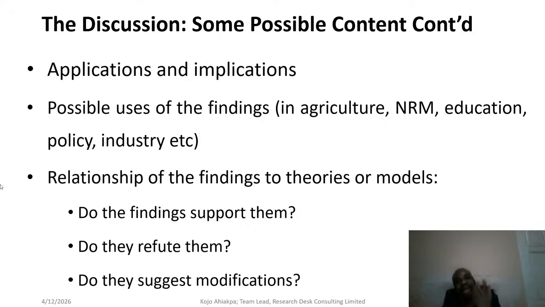Also highlight the applicability and the implications of this research. Potential uses could be for those of us in agriculture, natural resource management, education, policy, industry, and then the relationship of the findings to theories and models. Those of you whose work is grounded in conceptual or theoretical frameworks, ensure that you actually close that gap, so that you have a coherent story, tidied up, binding together. If you open the door, you need to close the door back. So you have one coherent story, congealing together.